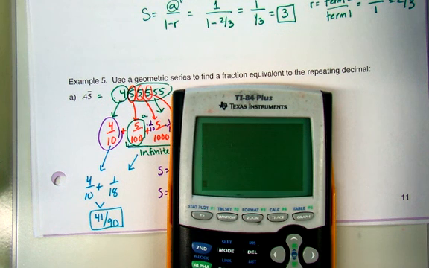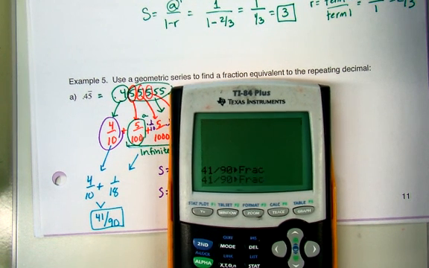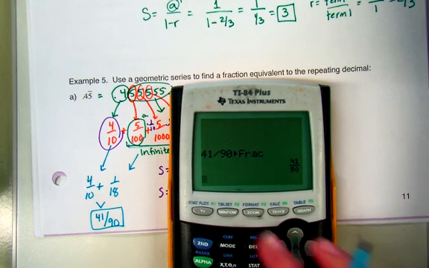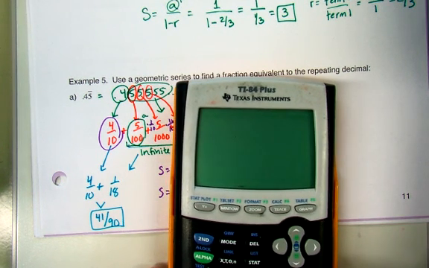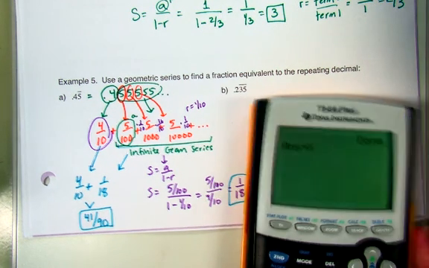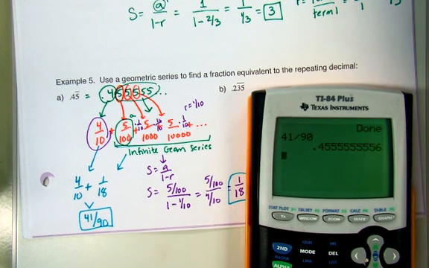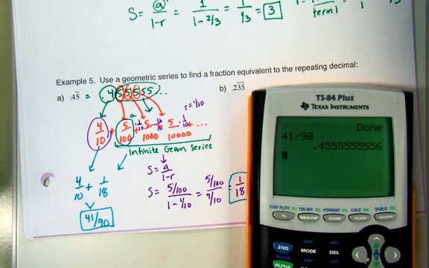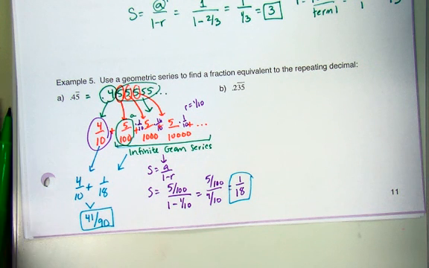And then what I would do on this problem is I would check it. I would do 41/90, math, fraction, and let's hope that, oh, just kidding, I don't want it as a fraction. I want it as a decimal, not a fraction. So I would do 41/90ths, and we get 0.4555555. So it works. So it's a nice little way to use geometric series to write those out.